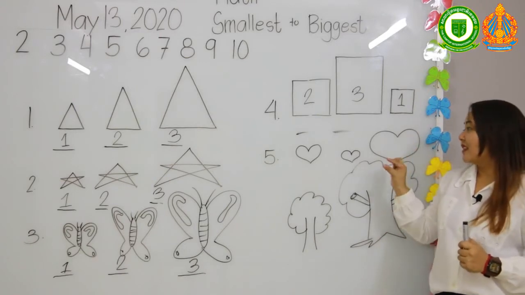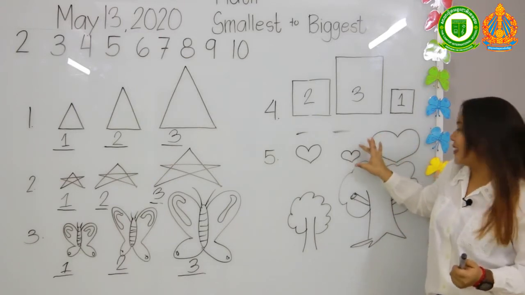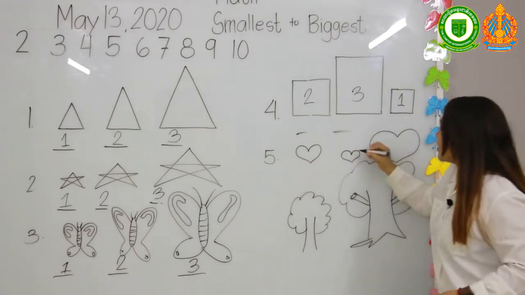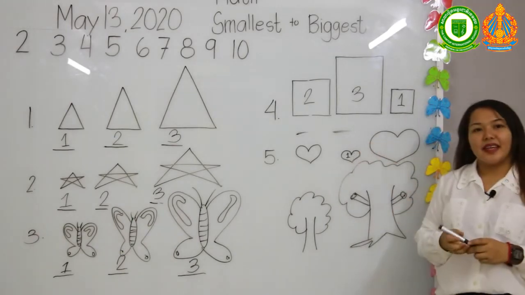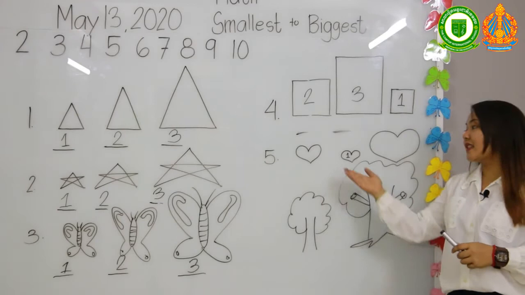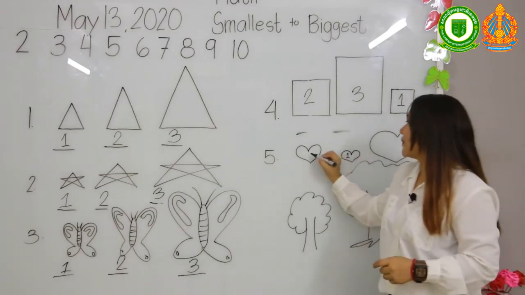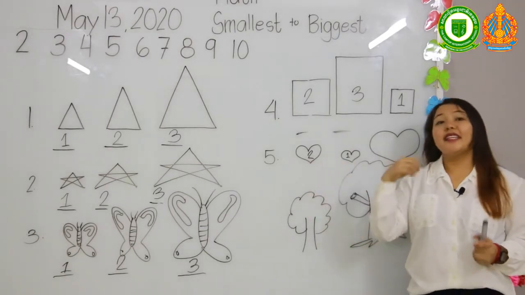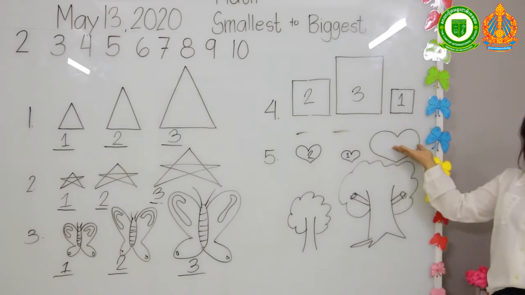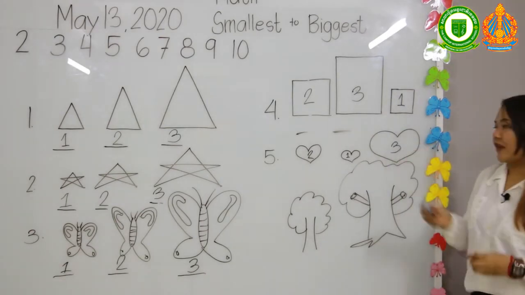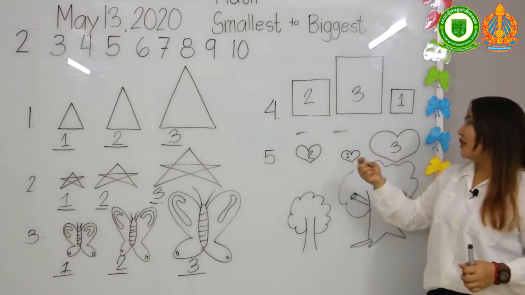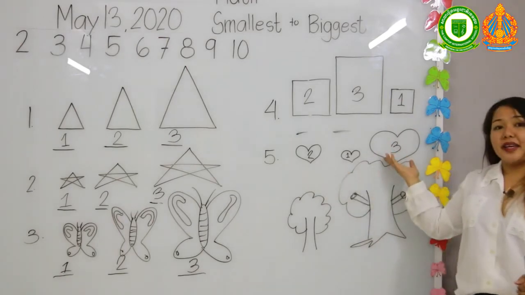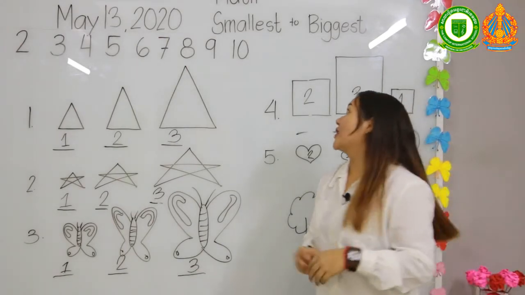We have this tiny heart here. This is the smallest, right? I think you can identify. So this is the smallest, so we are going to write number 1. And which heart is next to this? We have this one. So this is number 2. And the biggest, we have this heart. So let's write number 3. Okay, so small, then medium, and then the biggest. So again, that's your smallest to biggest.